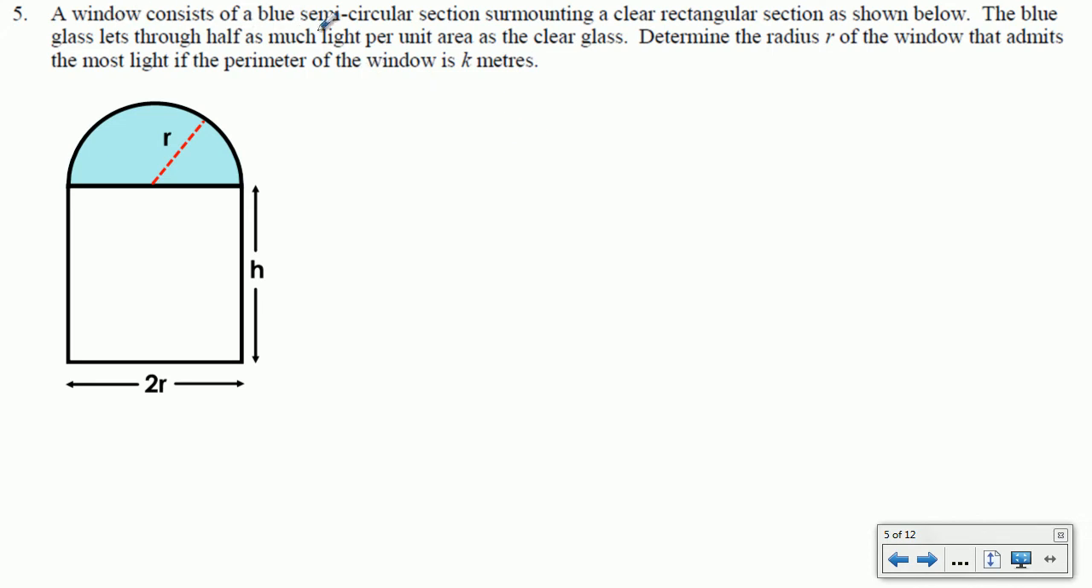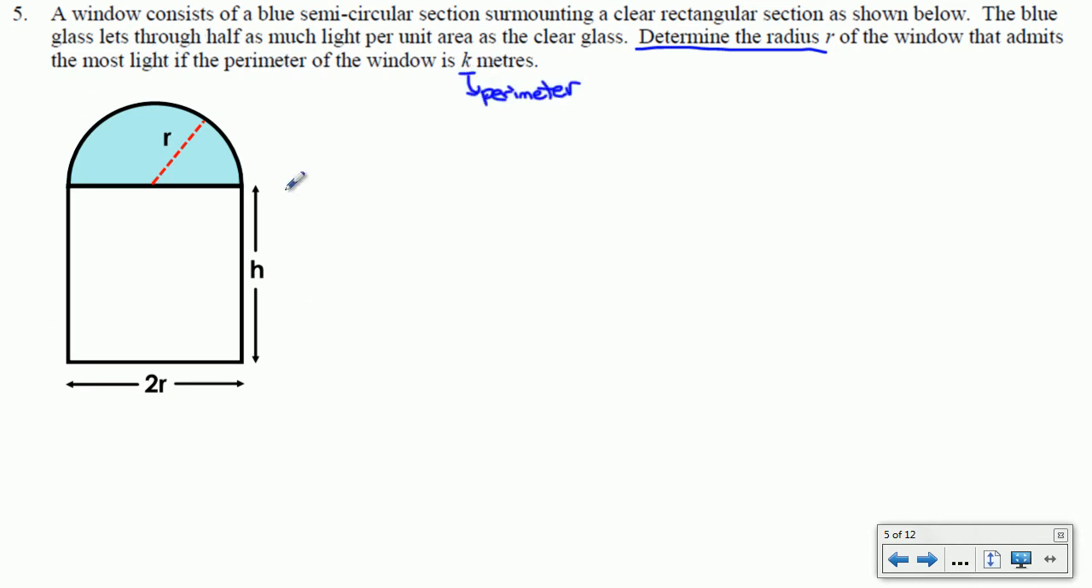A window consists of a blue semicircular section on top of a clear rectangular section as shown. The blue glass lets through half as much light per unit area as the clear glass. Determine the radius r of the window that emits the most light if the perimeter of the window is k.